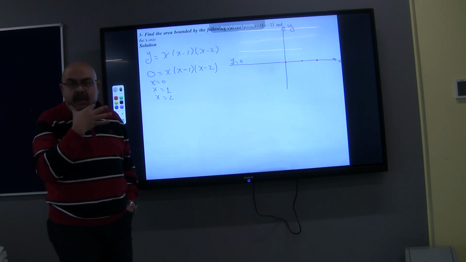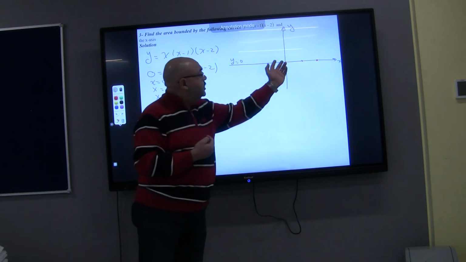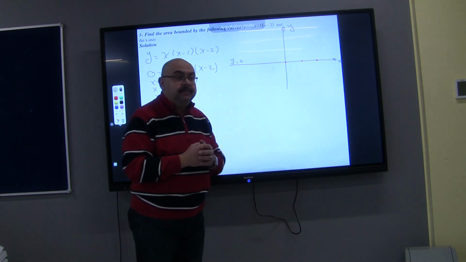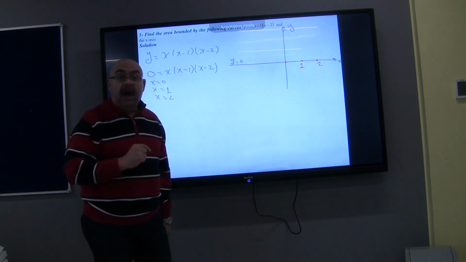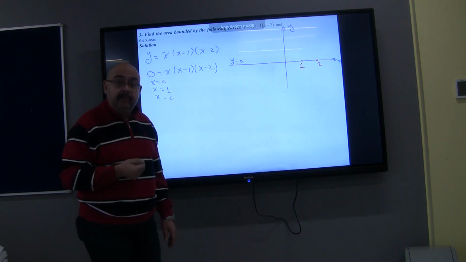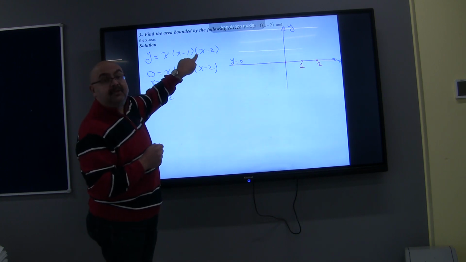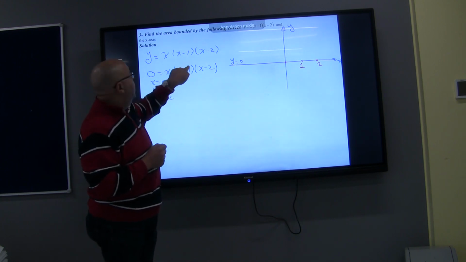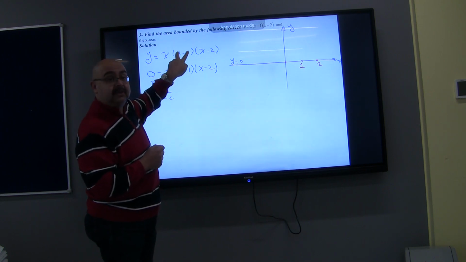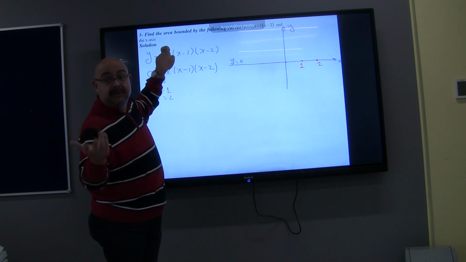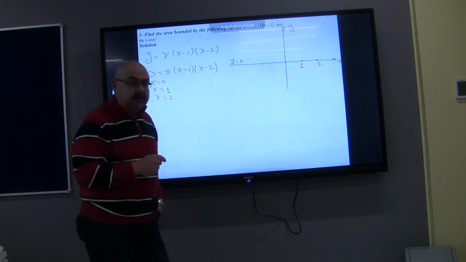How will I do it? Look at this move. I will choose points inside these intercepts. I have 0, positive 1 and positive 2. The first point I will choose is a half. Start substituting. Half in this bracket will develop a negative sign, half in this bracket will develop another negative sign, so it's going to be positive times the half, which is positive. So I know the function here is positive.